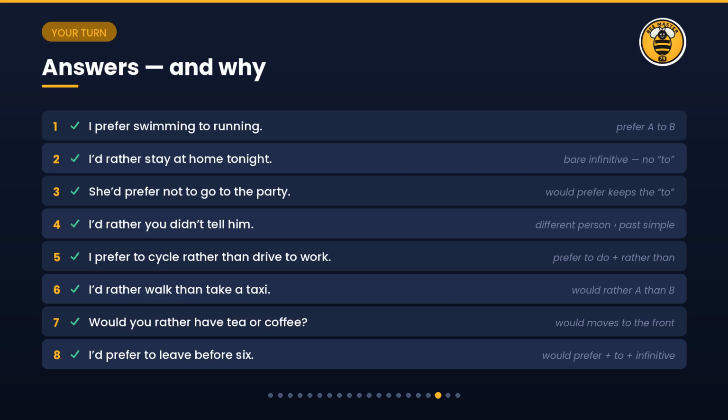5. I prefer to cycle rather than drive to work. Because we started with prefer to do, we need the full phrase rather than, and then a bare verb. 6. I'd rather walk than take a taxi. We would rather, just than. 7. Would you rather have tea or coffee? Would jumps to the front. 8. I'd prefer to leave before 6.